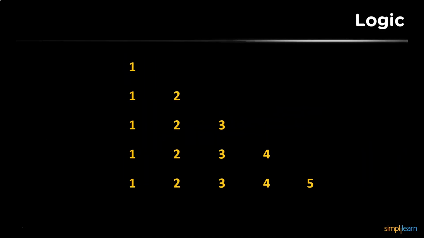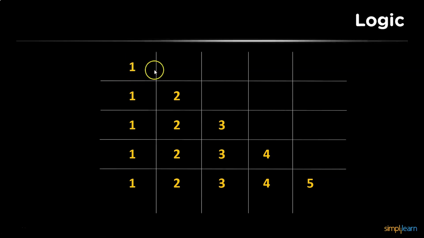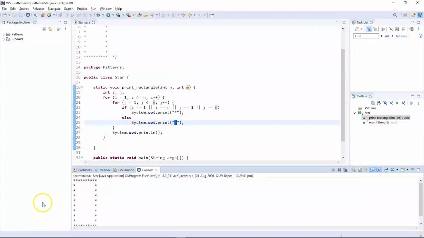Now let us understand the logic. So we will see this pattern in the form of a matrix. Now we will print the numbers where we require them. Where we don't require the numbers, we will print spaces. Now let us check out the program and execute it to print the following pattern.